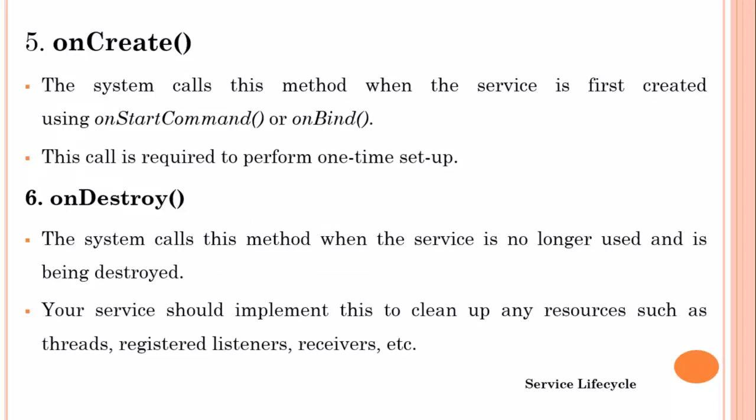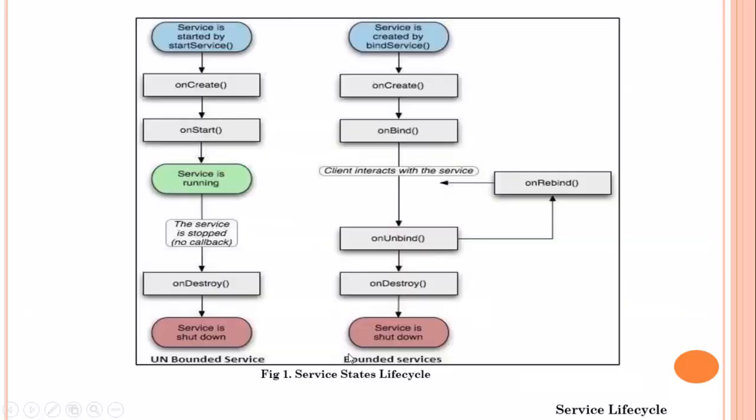Now fifth method is onCreate. This method is used when the service is first created by using the start command or onBind command. This call is required to perform one-time setup. Now sixth method is onDestroy. This method, as its name is indicating, is used to destroy the service. The system calls this method when the service is no longer used and is being destroyed. Your service should implement this method to clean up any resources such as threads, registered listeners, receivers, etc.